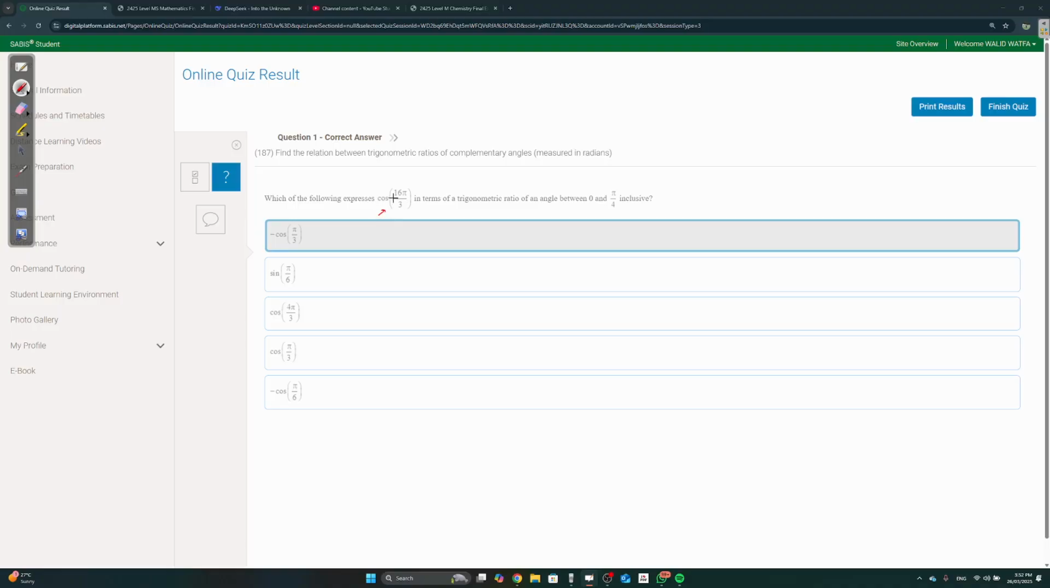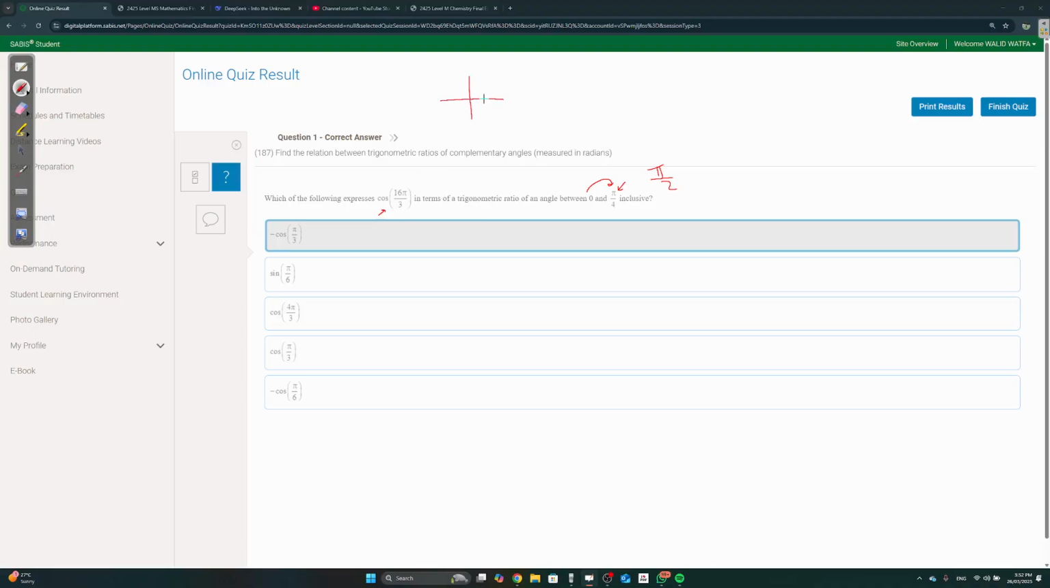So for example, look here, they're saying cosine 16 pi over 3 in terms of a ratio between 0 and pi over 4 inclusive. This pi over 4, they mean pi over 2, okay? Because if it was pi over 4, none of these choices would be correct. Even I asked the AI. Anyway, cosine 16 pi over 3.